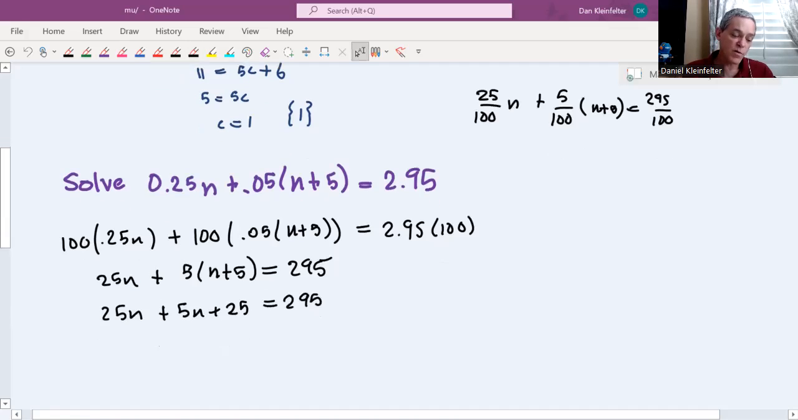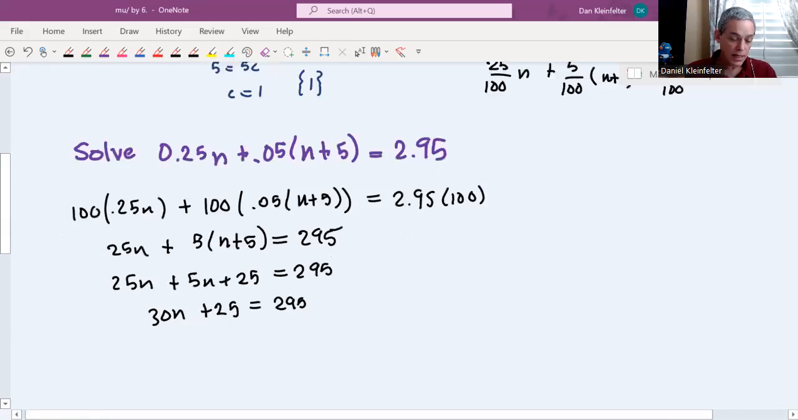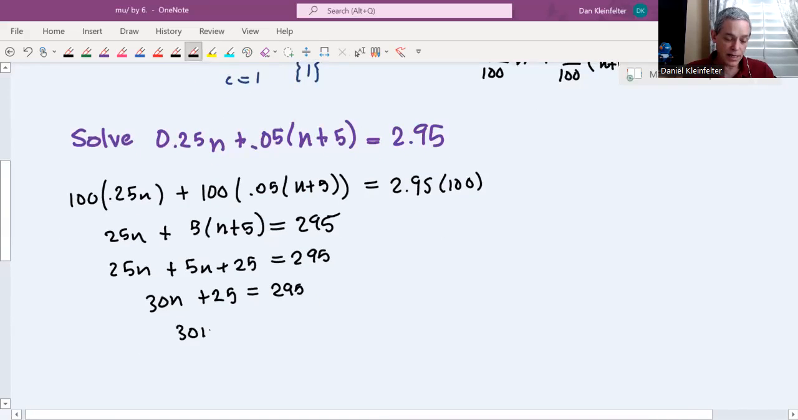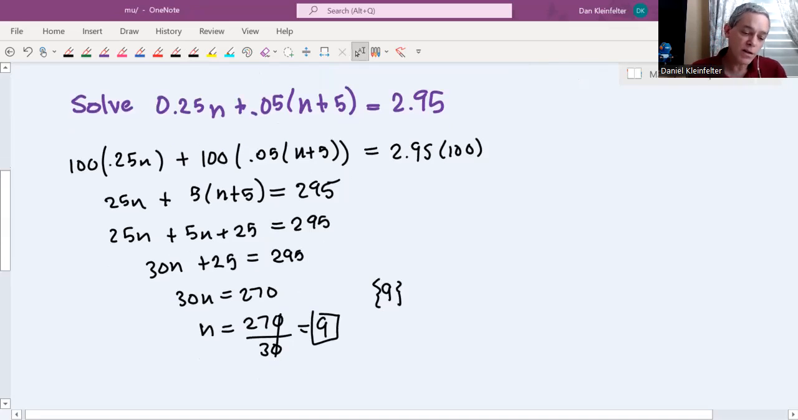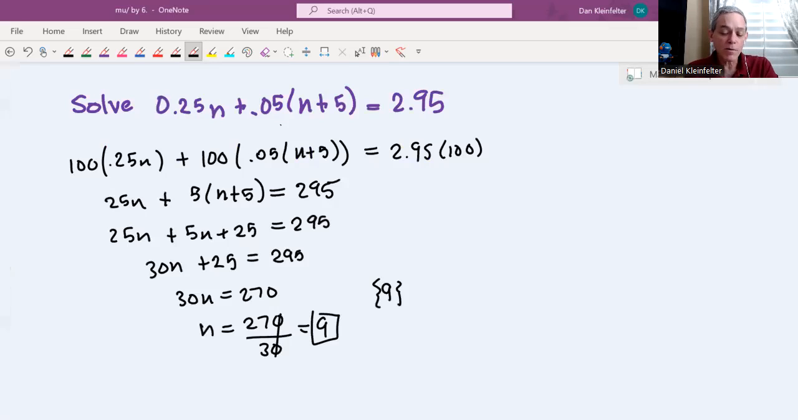So we've distributed to remove parentheses. We're going to combine like terms next. And then that will be 30 and 270 after we subtract the 25 from both sides. So then n is 270 over 30, and that's going to be 9. Okay, so 9 is our solution for this one. Okay, on this equation, we saw that all of the coefficients here had 2 digits behind the decimal point. In our next example, we'll see how it looks if that's not all the same.